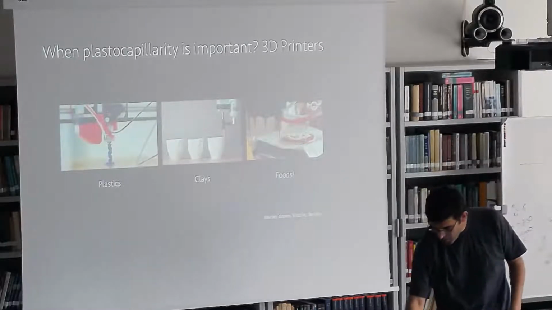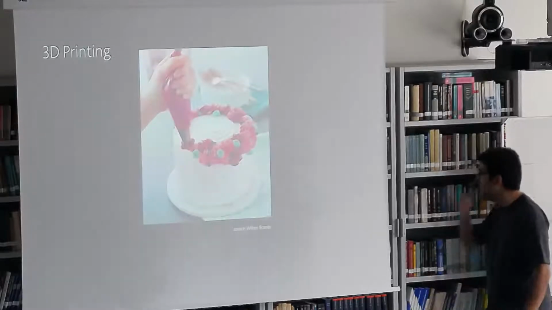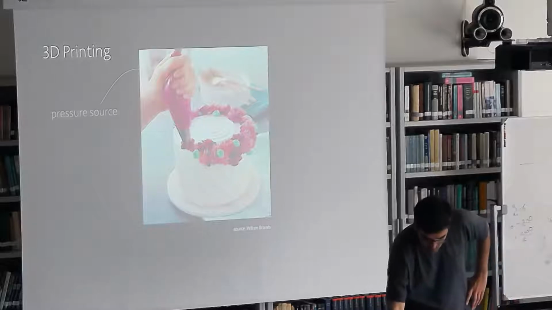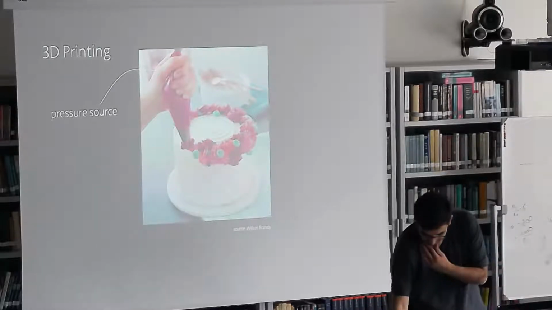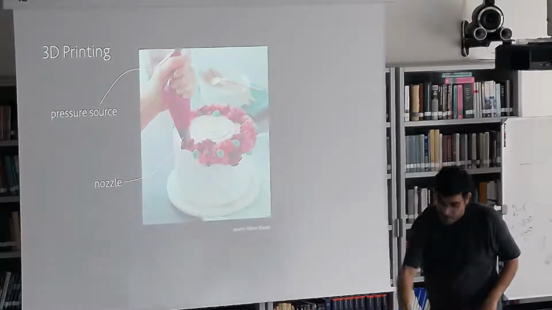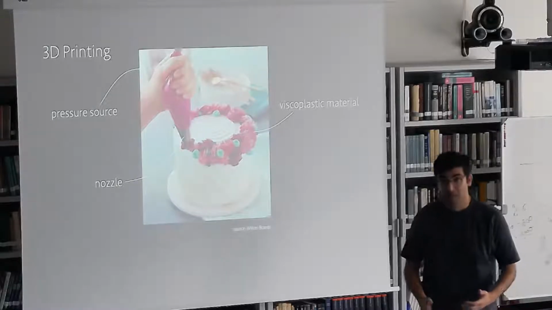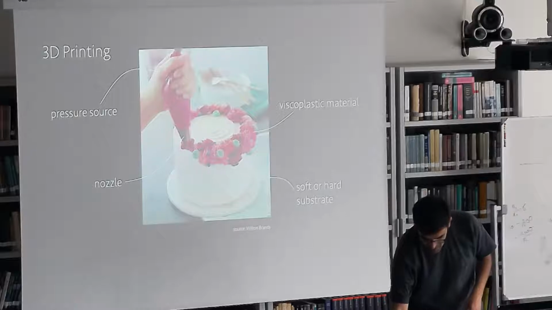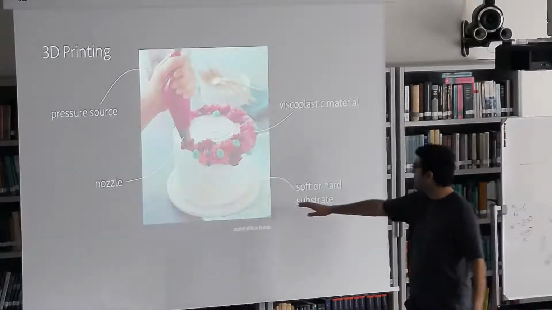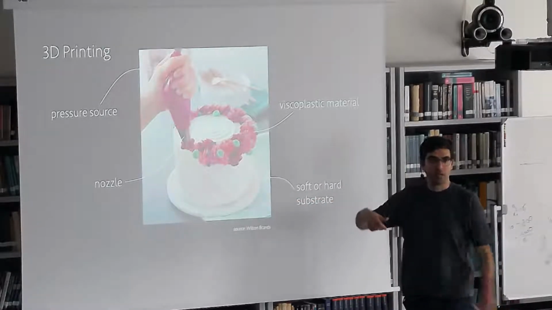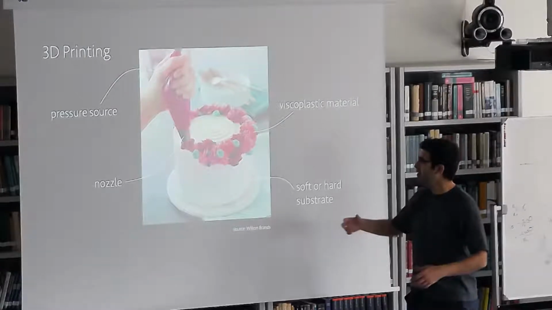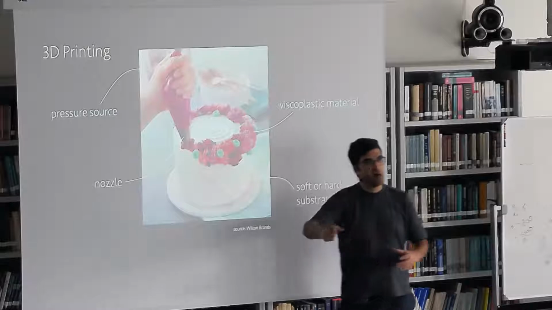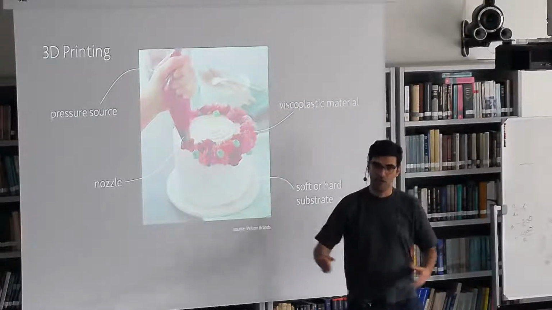So if you don't know how 3D printers work, that is what I always show. That's the whole mechanism of it. What you need is a pressure source, a nozzle, and a viscoplastic material that can sustain a 3D shape to some extent. And you need a substrate, hard or soft, so you can print on it. In reality, what operators do is this nozzle is on a robotic arm. You program the robotic arm and you go and 3D print things.